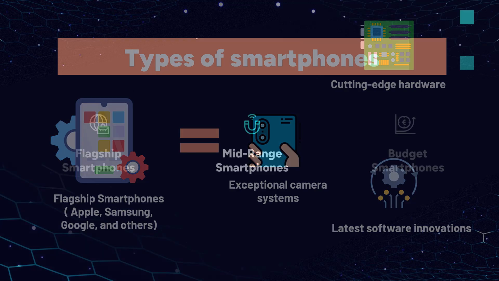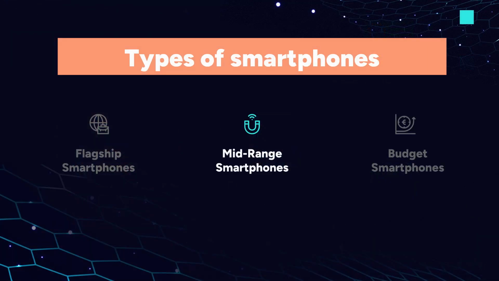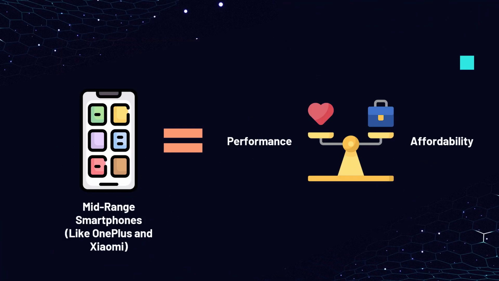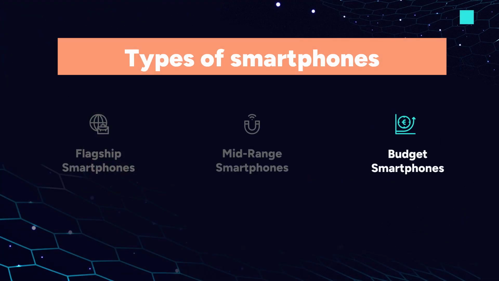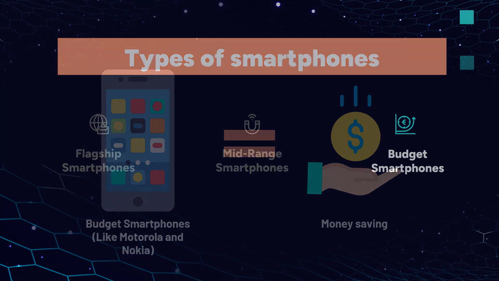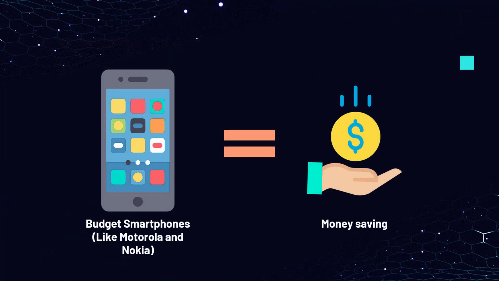The next category of smartphones is mid-range smartphones. These devices offer a balanced mix of performance and affordability, making them suitable for most users. Companies like OnePlus and Xiaomi excel in this segment. The next category of smartphones is budget smartphones. Designed for cost-conscious consumers, budget smartphones provide essential features without breaking the bank. Brands like Motorola and Nokia have a strong presence in this market.